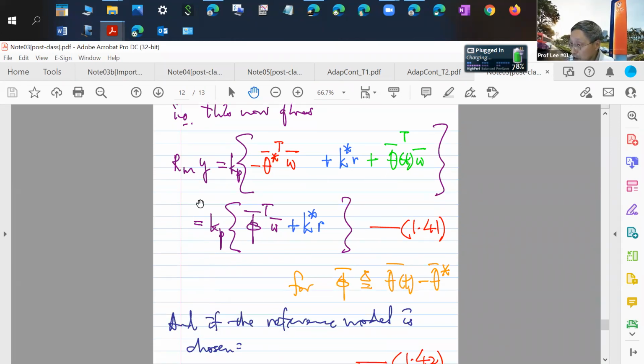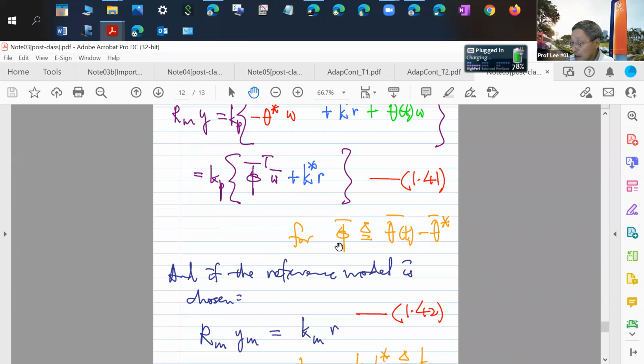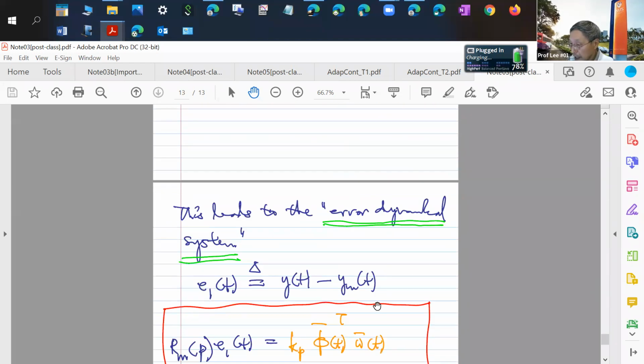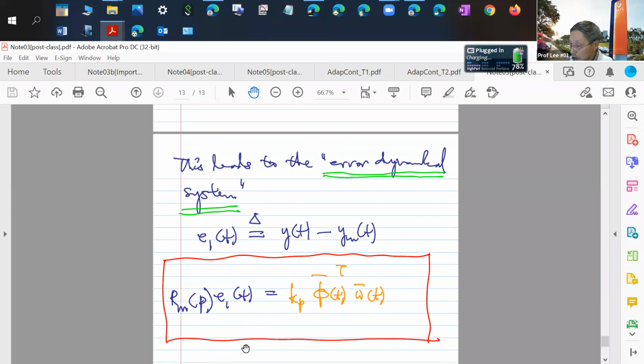All right, and then basically now I have this particular equation in differential operator form. RP, the RP polynomial operator on Y equals KP phi bar transpose omega bar plus K star R. Then my reference model is also in this differential operator form. The RP polynomial operator on Ym equals Km times R, and I can very directly take this equation minus this equation, because at this point in time, my polynomial operators are all linear time invariant differential operators. So I take this minus this, and it exactly comes out to be like this. And this is the equation I will work with.